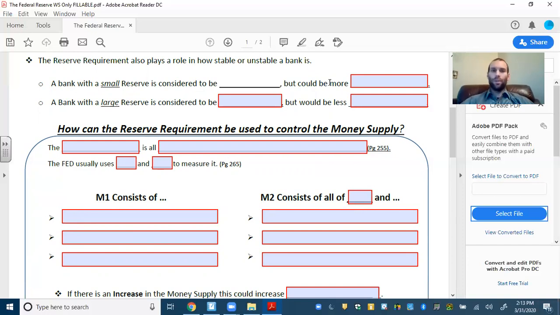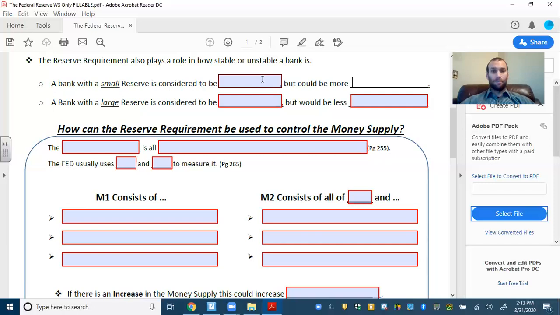Let me go ahead and redo that one. A bank with small reserves is considered to be more profitable. That should probably go here. But then they would be less stable. That would be here. So a bank with small reserves is less stable, but more profitable.